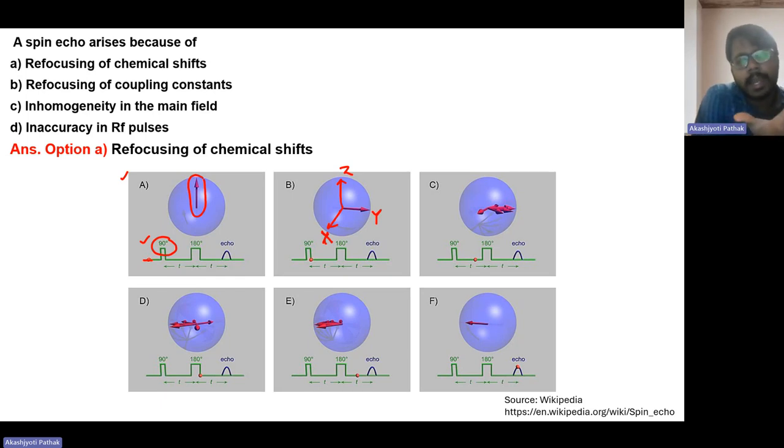And my equilibrium bulk magnetization is along the plus z axis. So application of the RF pulse in this negative x direction will tip my bulk magnetization from the plus z axis to the plus y axis. I have applied the RF pulse in that manner so that the bulk magnetization tips from plus z to plus y by applying a 90-degree pulse. Upon application of this 90-degree pulse, what happened?